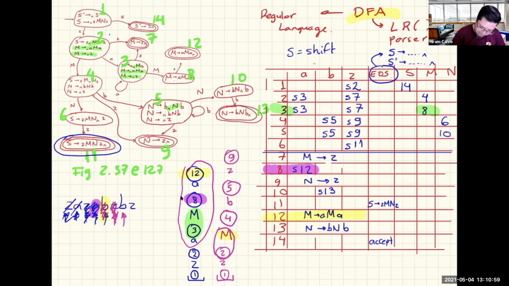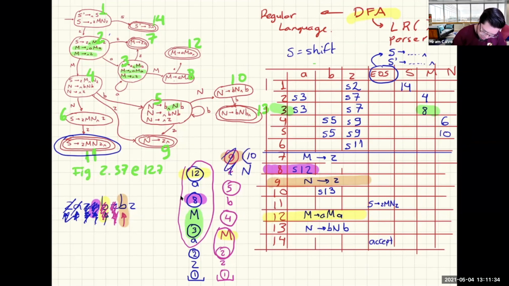And 9 and B says, please change the rule again. So let me mark this with a different color. We are comparing 9 and B, and 9 and B says apply the rule that says Z converted to N, meaning that this Z will be converted to N. And now we have 5 and N, 5 and N go to 10.